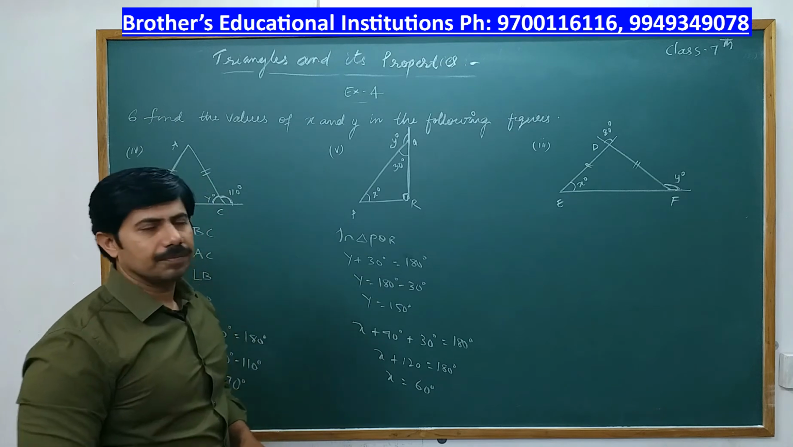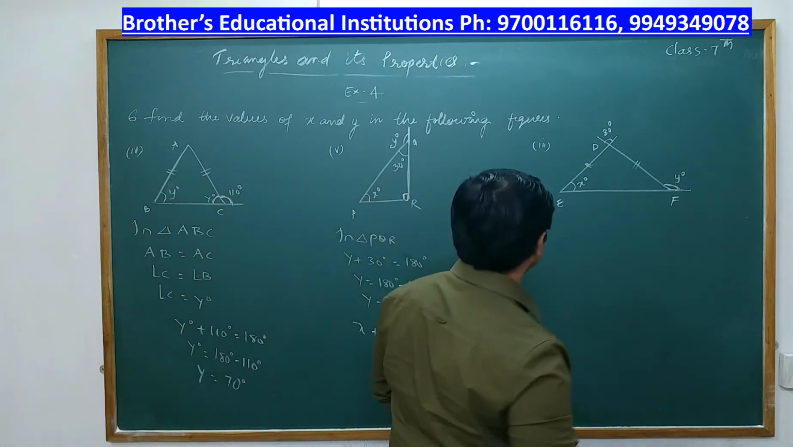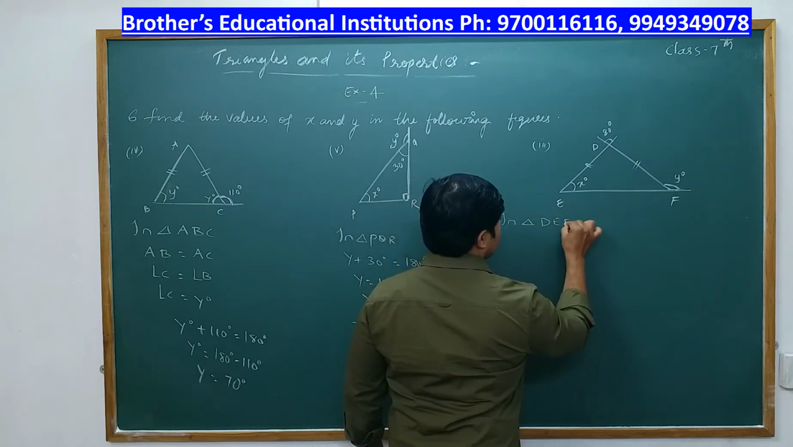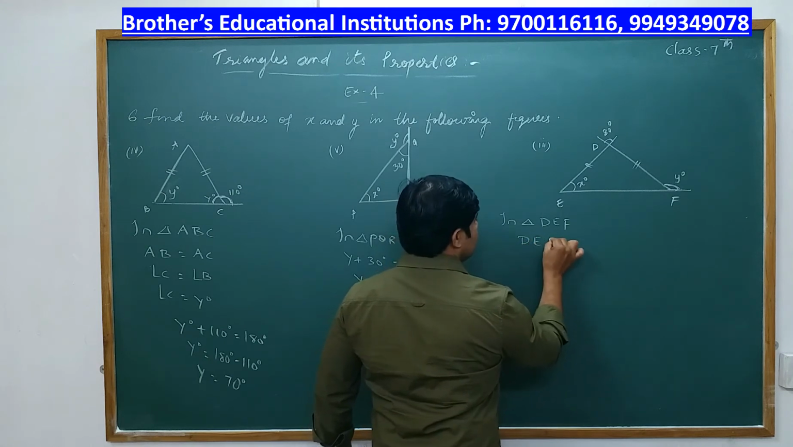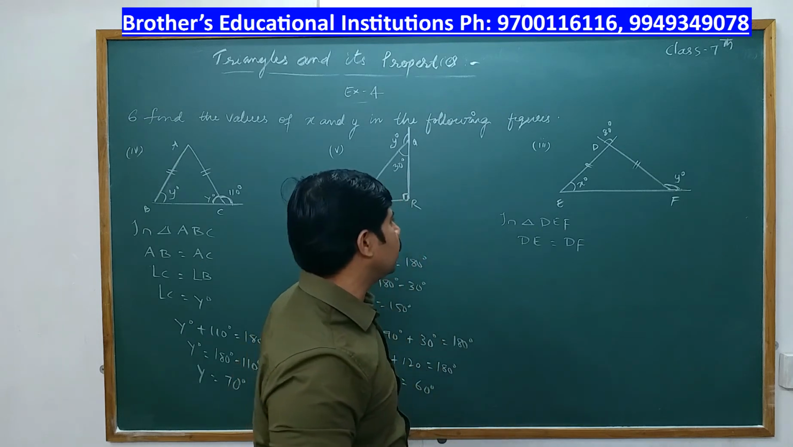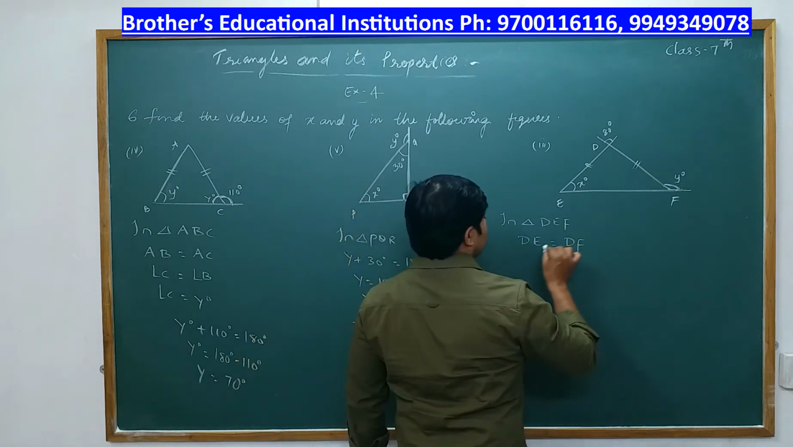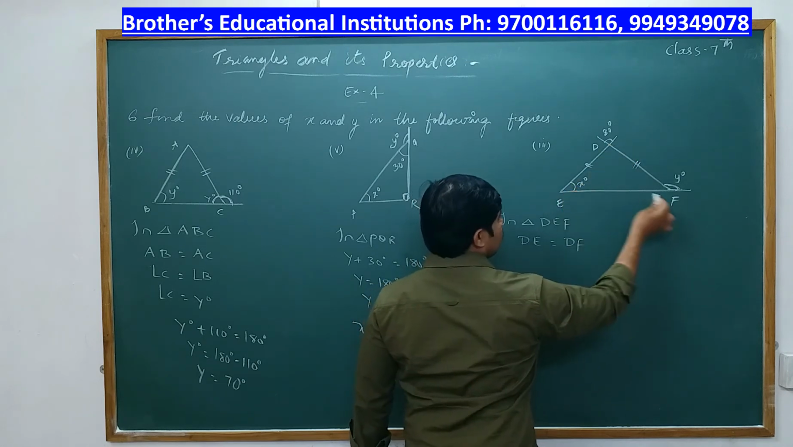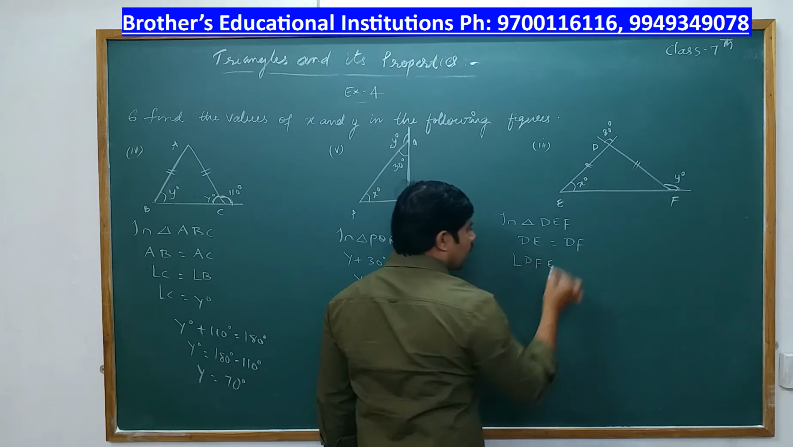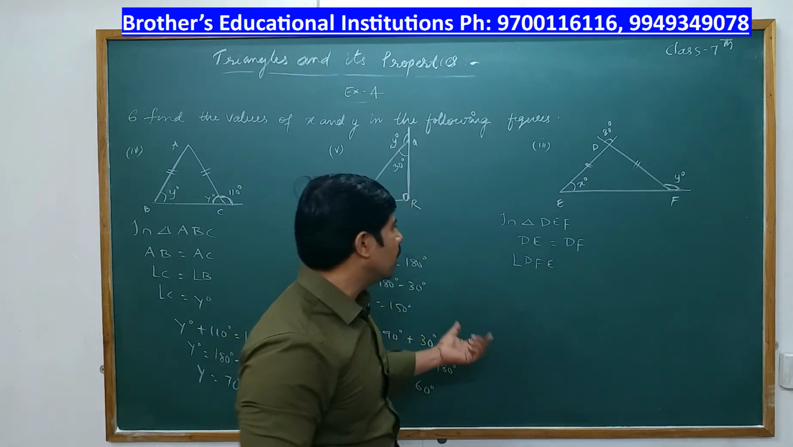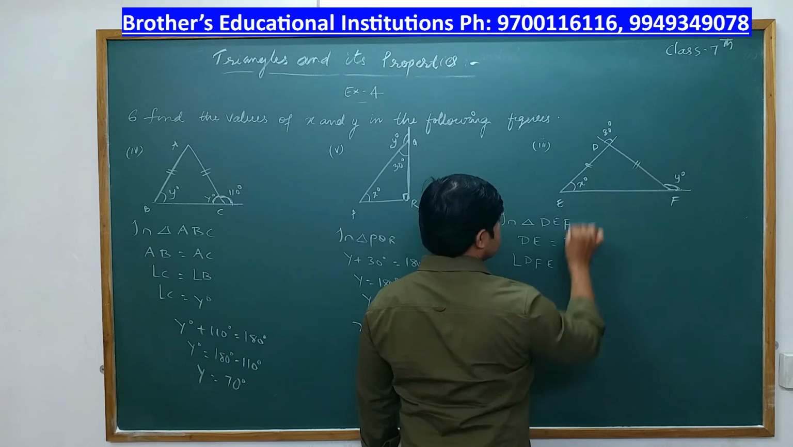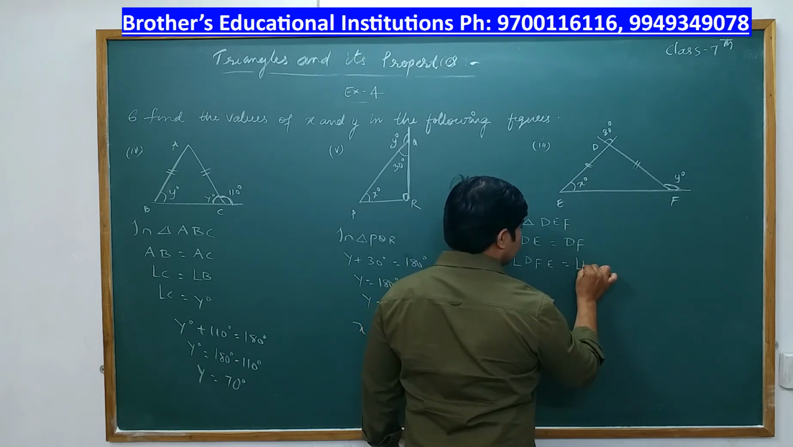Now, we will go to the next one. So, in the next one, in triangle DEF, it is DE is equal to DF. So, DE, what is opposite angle to DE? It is F. Which F? It is DFE. Interior angle we need to represent. So, I write DE is equal to DF. So, what is opposite angle to this one? It is angle, opposite angle to DF is angle E.